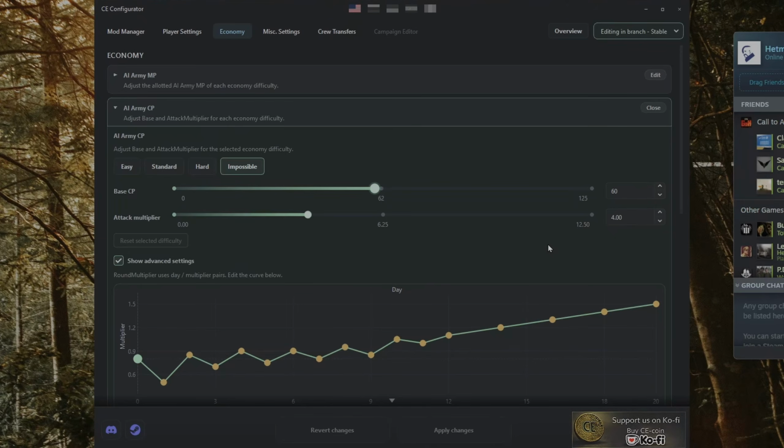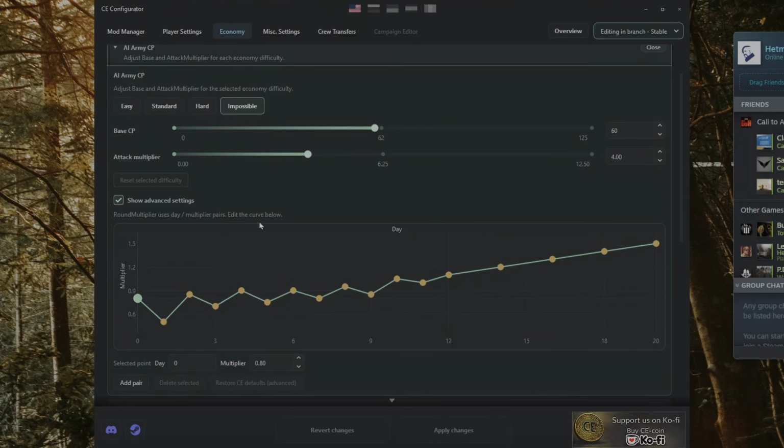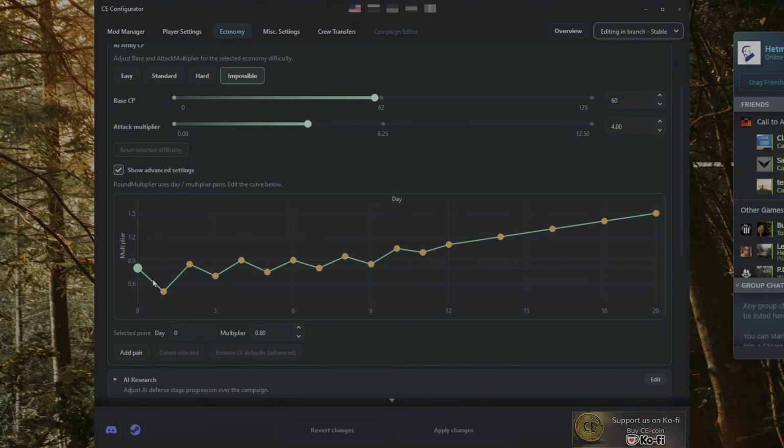That's it. So here you can make some changes if the current setting is too difficult, or maybe you're a really good player, so this could be too easy. You can increase the difficulty for your setup economy, but you have to select the particular economy that you're playing. Don't forget about that. Here you have advanced settings with the graph.